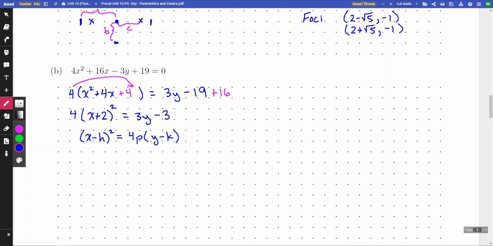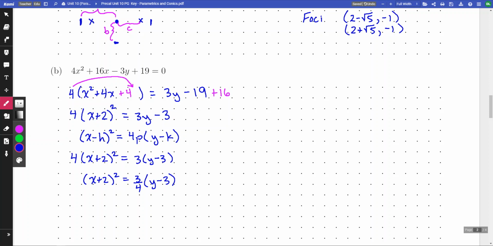So the first thing that I'll do is keep the 4 on the left side for right now, and I'll have x plus 2 squared. And I'll factor out a 3, so that's going to be 3 times y minus 3. And then I'm going to divide both sides by 4. So I have x plus 2 squared is equal to 3/4 times y minus 3. And that's my standard form for the parabola.